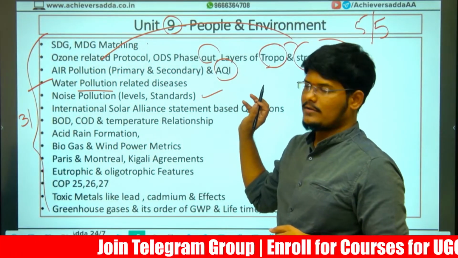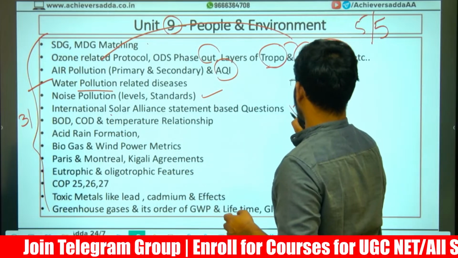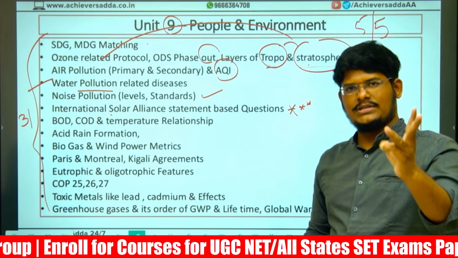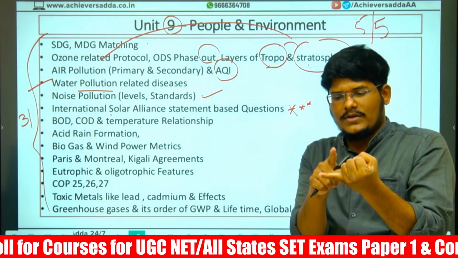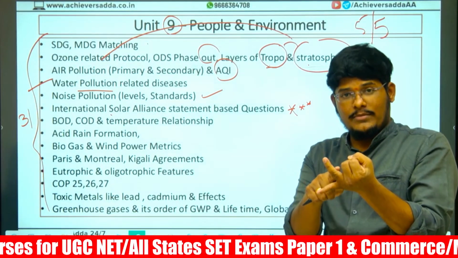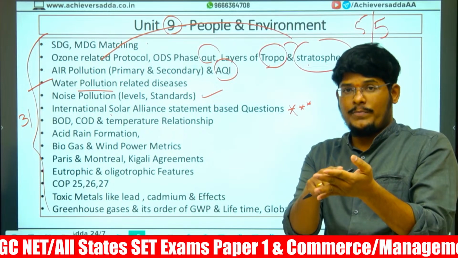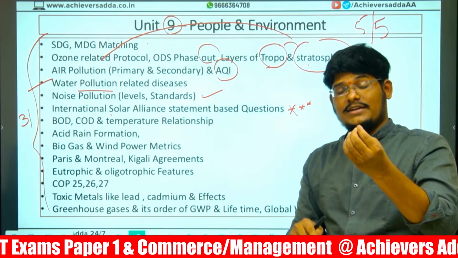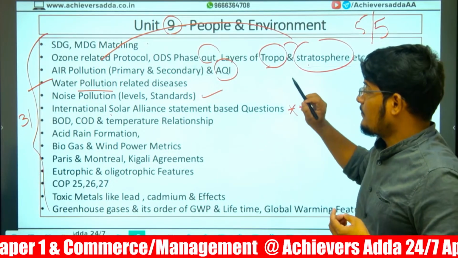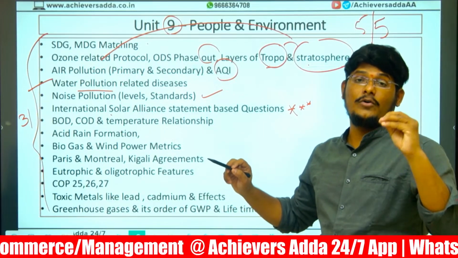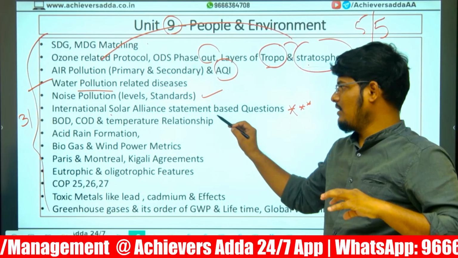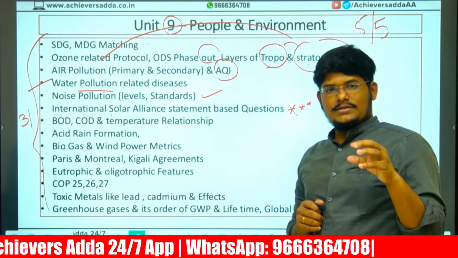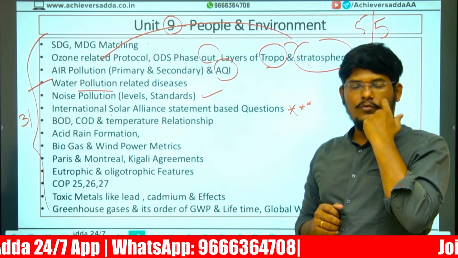That levels are important. Next, International Solar Alliance, you can mark it as 5 stars. Statement based and assertion questions, starting from the vision and mission of the ISA. How many member countries? Suryaputra countries, regions between the Tropic of Capricorn and Tropic of Cancer. These regions will be the Solar Alliance member countries. And also the International Solar Alliance headquarters. What are the gases covered?